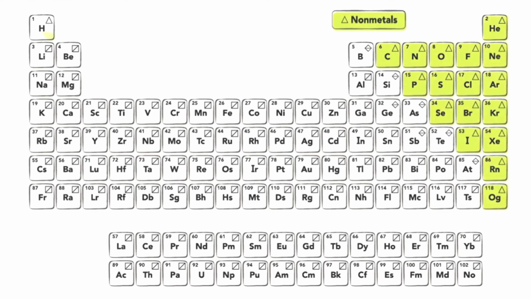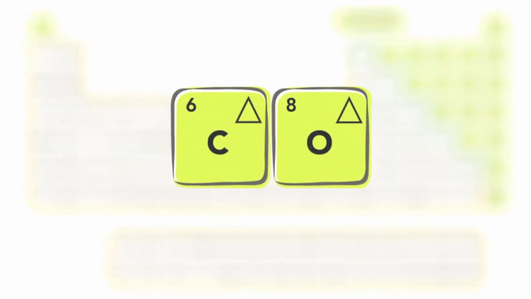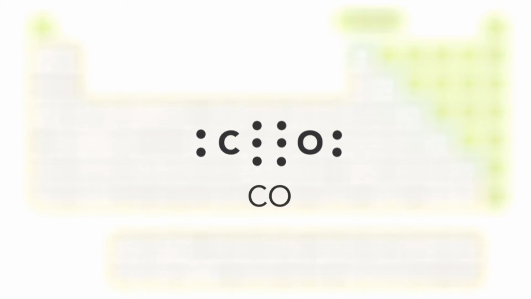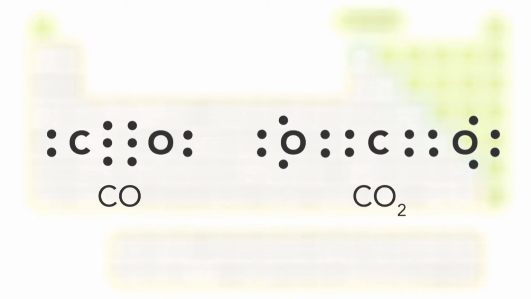Two nonmetal elements usually form a molecular compound. More than one kind of molecular compound can often form from the same elements. For example, carbon and oxygen can form a compound containing one atom of each element with the formula CO. They can also form another compound that has one carbon atom bonded to two oxygen atoms with the formula CO2.